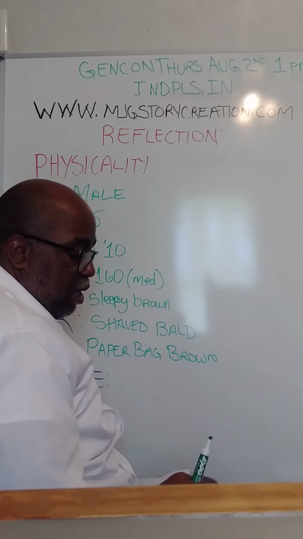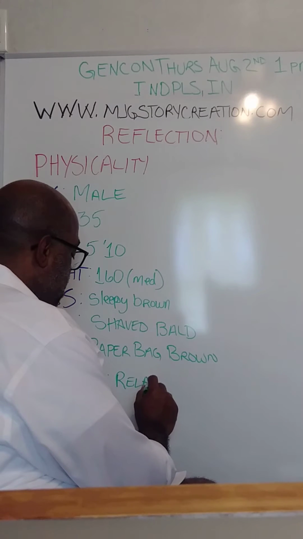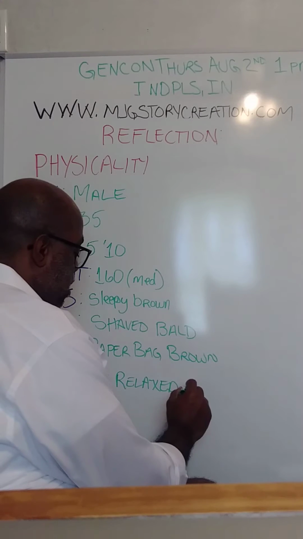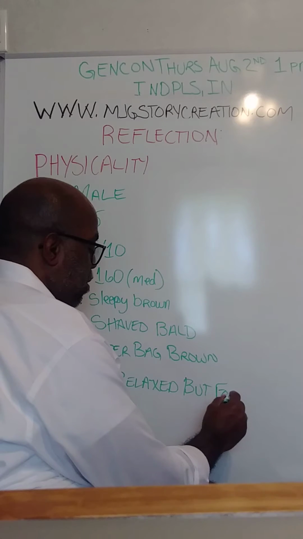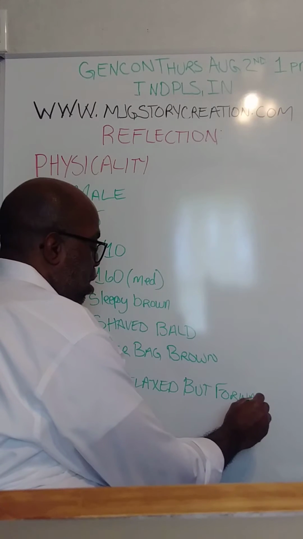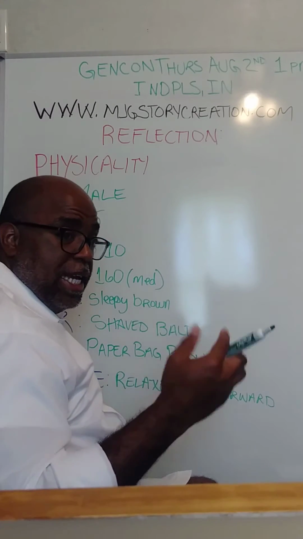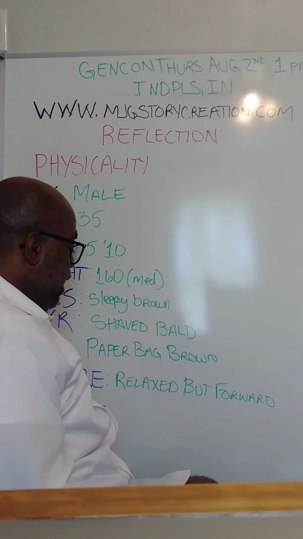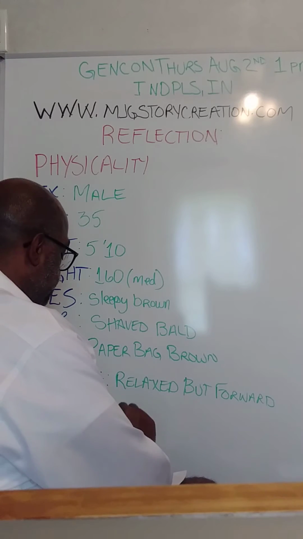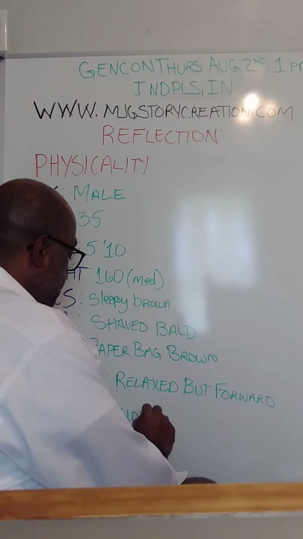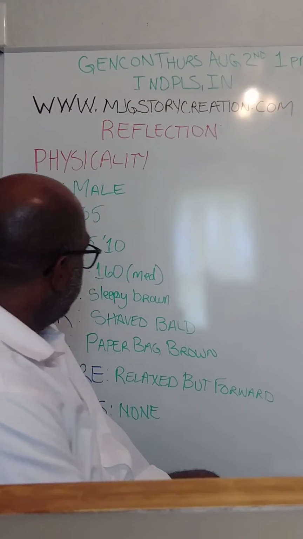Posture. His posture is relaxed, but forward, which means he likes to lean into people. When he's talking to people, he likes to engage with them and really get their attention. Defects. None. So he doesn't have any telling scars or anything like that, at least not right now. I don't see a reason for it in the story.